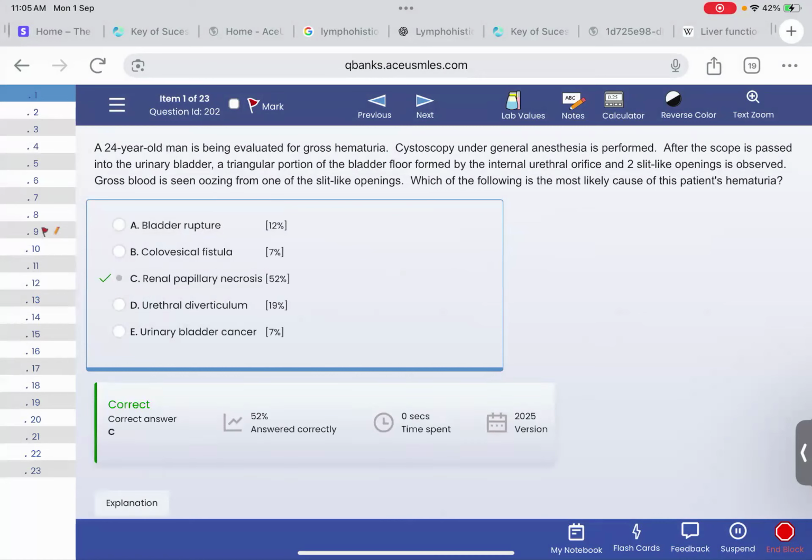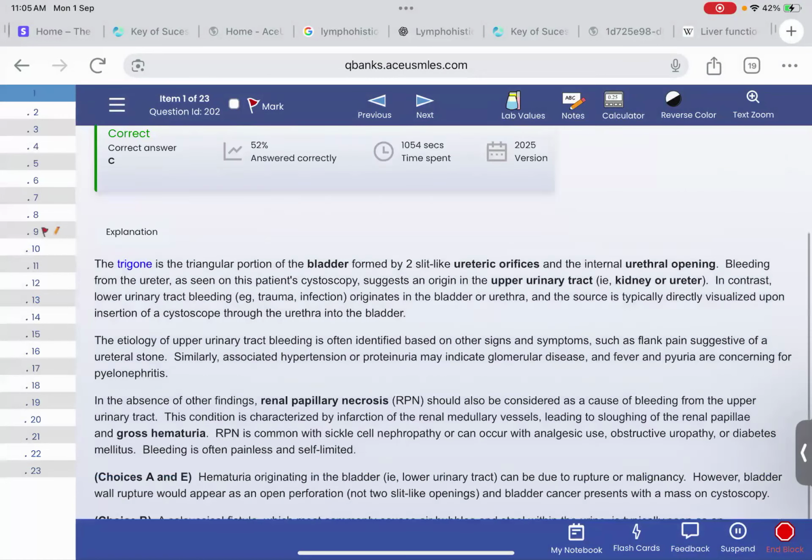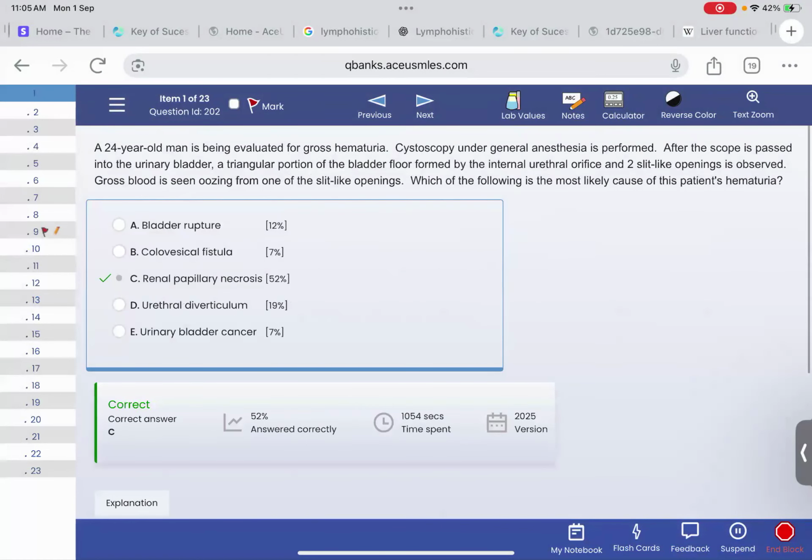Yes, this one. We diagnose this by the two slit-like openings. The two slit-like openings are the ureters, and something from above is coming. That's the concept behind that. Yes, you are getting this.